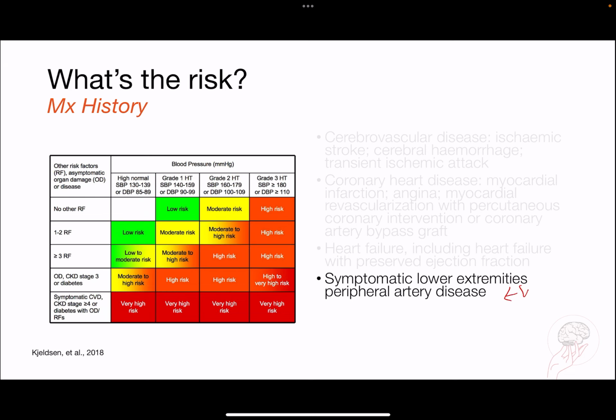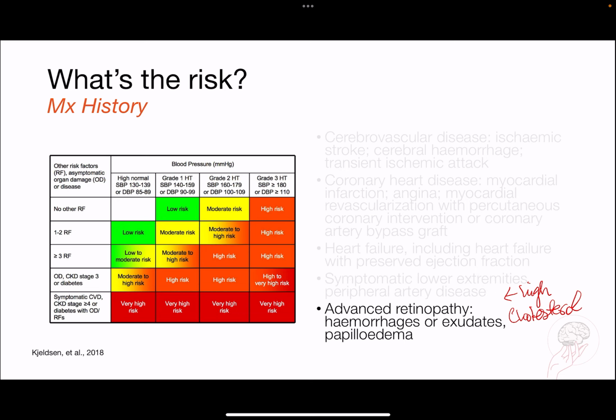So this is often due to high cholesterol, or advanced retinopathy, hemorrhages, or exudates, papilledema. So both these symptomatic lower extremities and advanced retinopathy are also symptoms of type 2 diabetes. So if we have uncontrolled type 2 diabetes, we basically are already at the 3 risk factors.